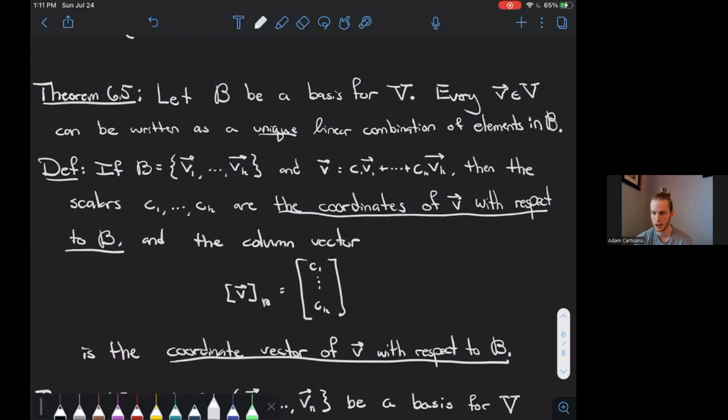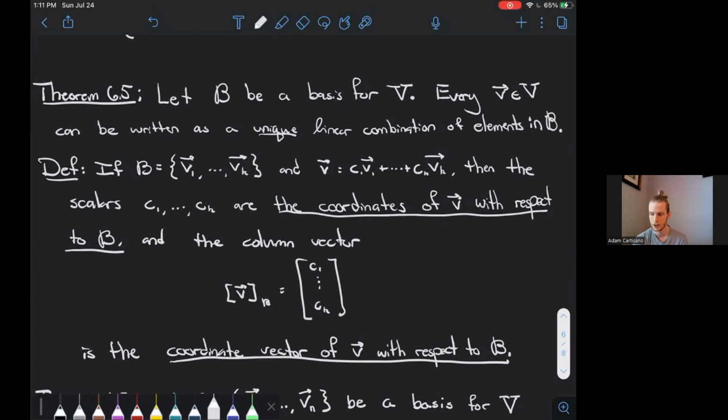Of course, a basis is a spanning set, so every vector can be written as a linear combination of the basis vectors. But the point of having a basis is that because it is a linearly independent spanning set, it is small enough that whenever you write a vector as a linear combination of those basis elements, the linear combination that you write is unique. It is the only way to write that vector as a linear combination of your basis vectors.